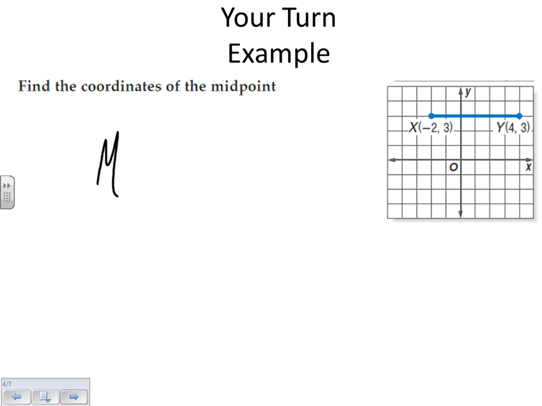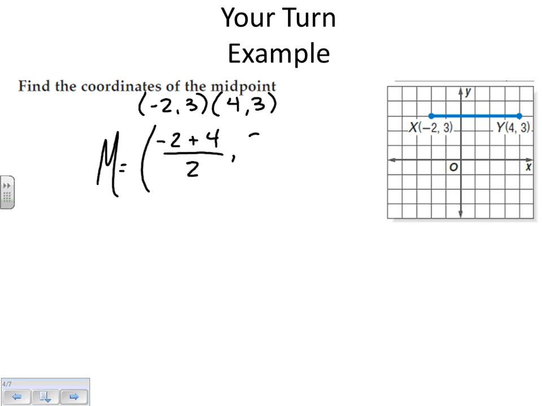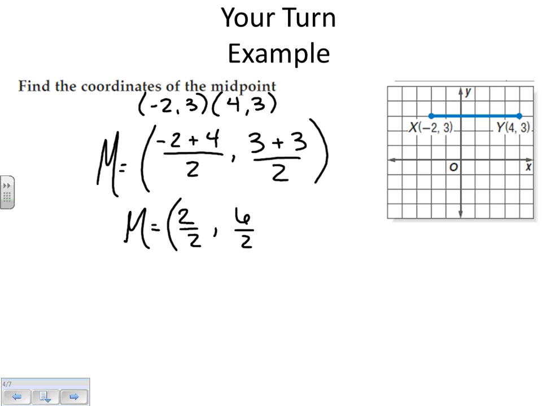Okay, so we've got our midpoint, and our points are (-2, 3) and (4, 3). So it's the average of the x's divided by 2 and the average of the y's. And we have M equals (2 over 2, 6 over 2). Our midpoint is at (1, 3). Notice that my answer is given with parentheses and a comma because it is a point.